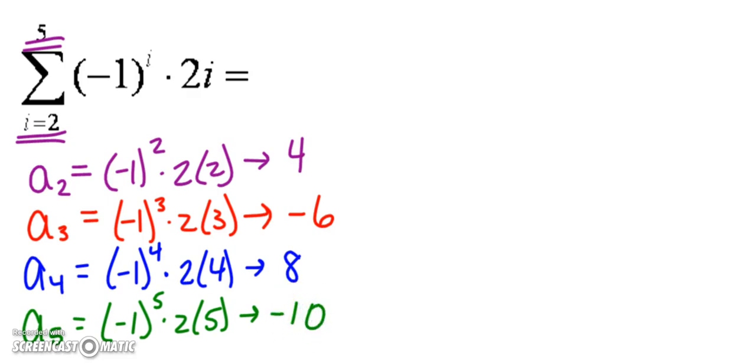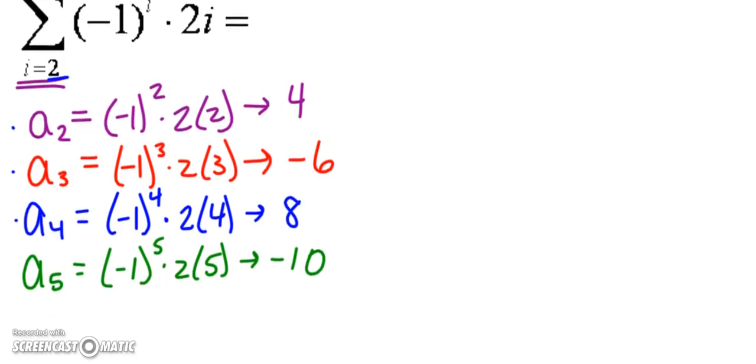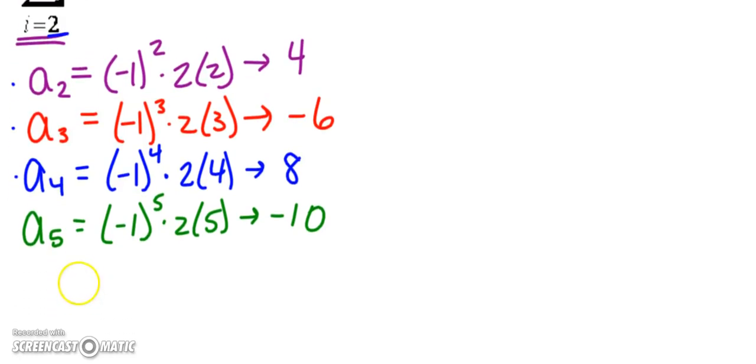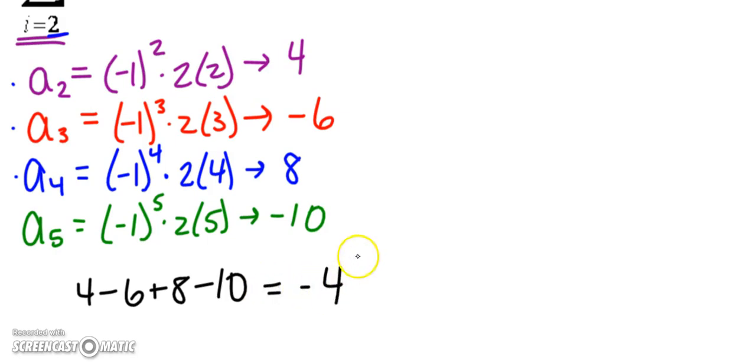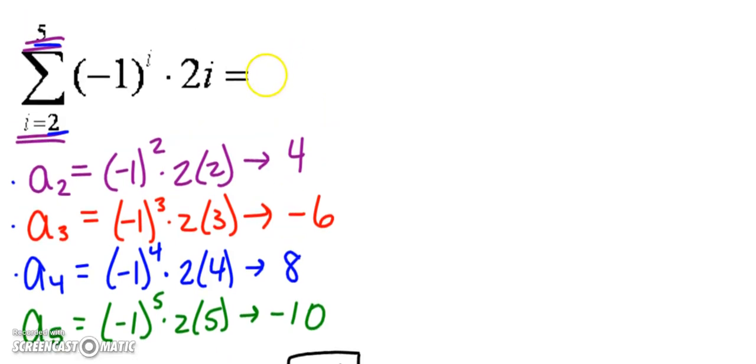So this says find the terms from 2 to 5. Well, we did that. A sub 2, A sub 3, A sub 4, A sub 5. And now we want to add them together. So 4 plus -6 plus 8 plus -10 is going to end up being equal to -4. Okay? How did I get there? 4 minus 6 is negative 2, plus 8 is 6, minus 10 is negative 4. So this whole thing is equal to negative 4.